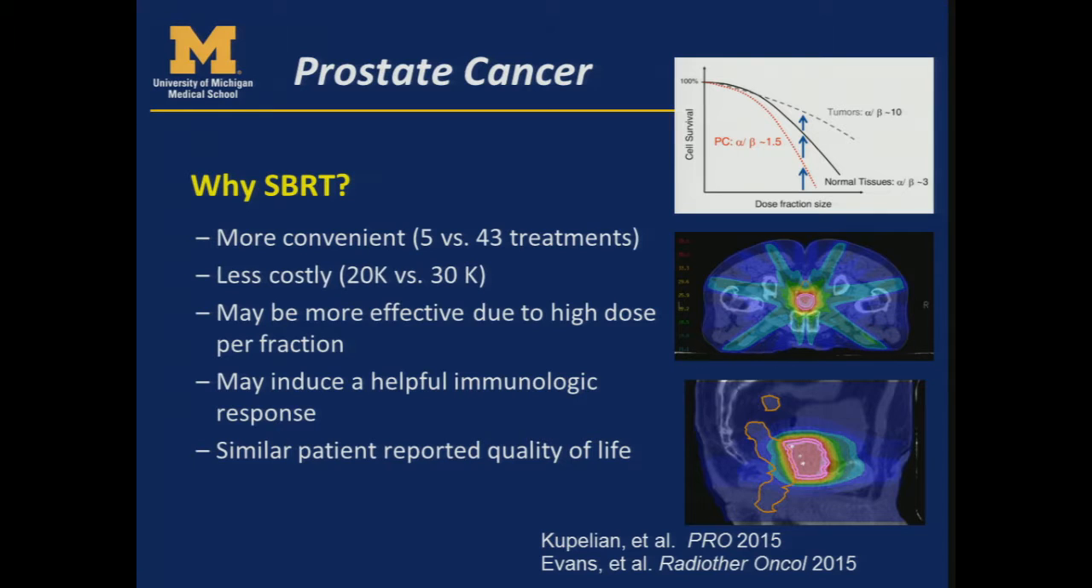Great. Last little module here. So prostate cancer SBRT. Why SBRT for prostate cancer? Well, as you've heard, it's a common theme. It's more convenient. Five versus sometimes 43 treatments or more. So far more convenient for patients. Less costly as well, usually on the order of $20K versus $30K, so less cost to the patient, less cost to society as well. Theoretically, it might be more effective due to high doses per fraction and the low alpha/beta for prostate cancer that's been theorized.